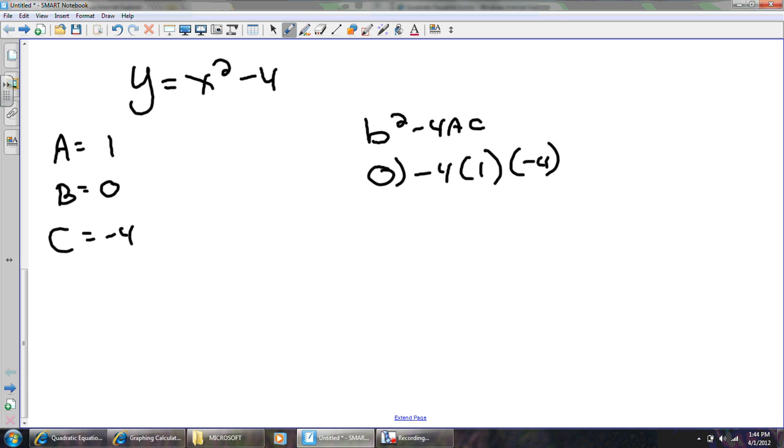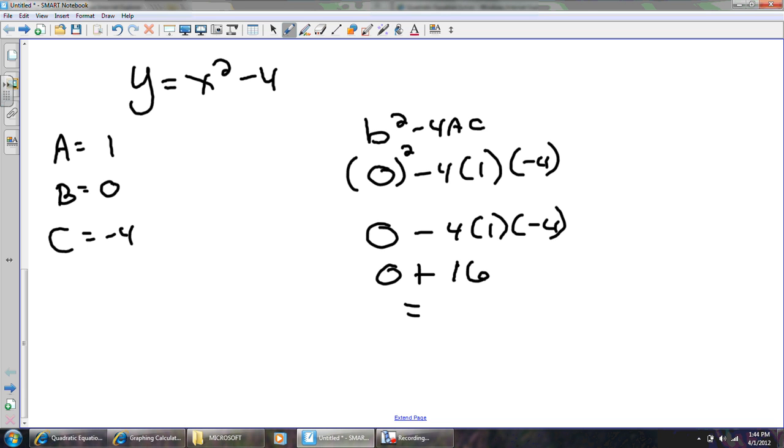And notice when I substitute in, I use my parentheses. 0 squared is 0. Negative 4 times 1 times negative 4. Notice I said the word negative twice in a multiplication problem, which means I'm going to get a positive. 4 times 1 times 4 is 16. That equals 16. All right, so my discriminant is 16. If you remember from the last problem, the calculator told us, or the solver told us 16.